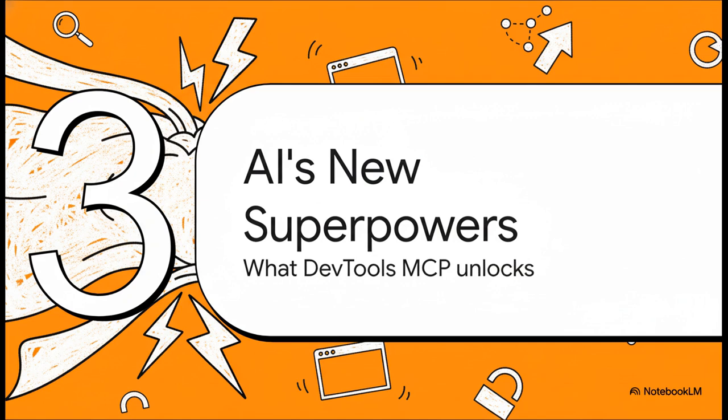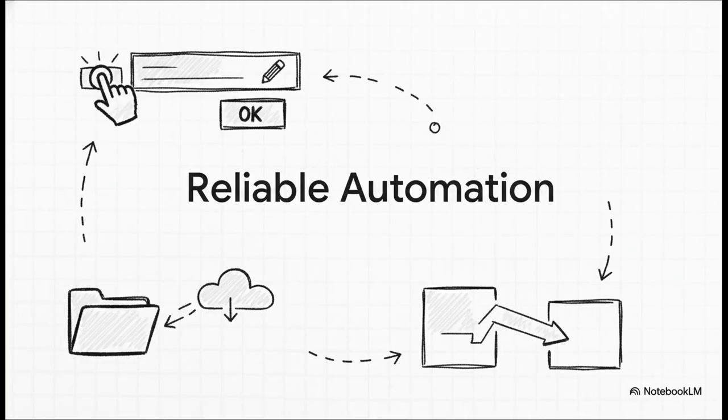Okay, let's get to the really exciting part. Its new superpowers. First up is reliable automation, and I'm talking about pretty much any user action you can think of. Your AI can now click on things, fill out really complex forms, handle those pop-up alert boxes, upload files. It can even do tricky stuff like drag and drop elements. This is absolutely massive for automated testing.